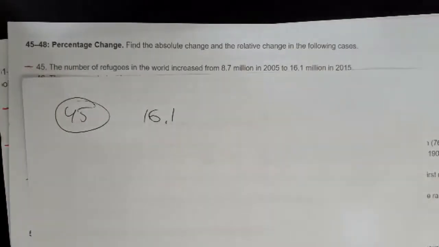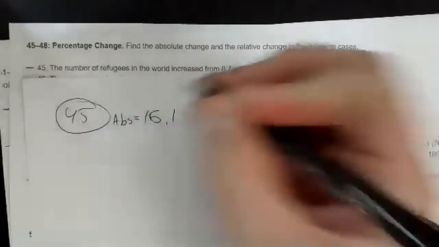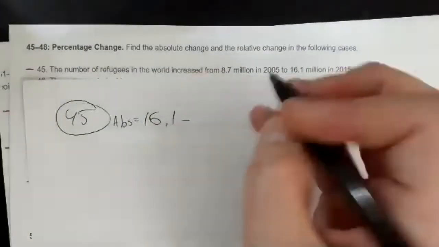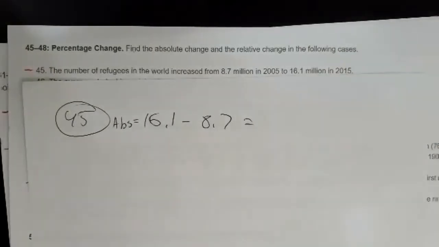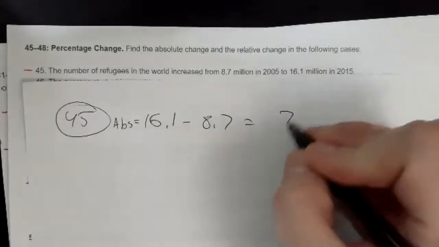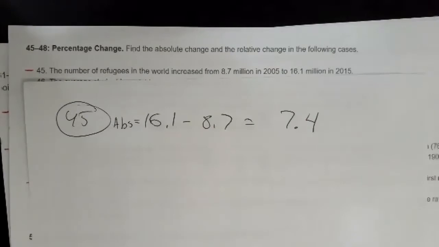Well, I guess I should read the instructions, right? I'm getting too hyped up on my coffee or something. Find the absolute change and the relative change in the following cases. So if we want to know absolute change, my absolute change is the difference between the two. I want to know what the increase is going from 8.7 to 16.1. That's 16.1 minus 8.7, which gives you 7.4. That's my absolute change.